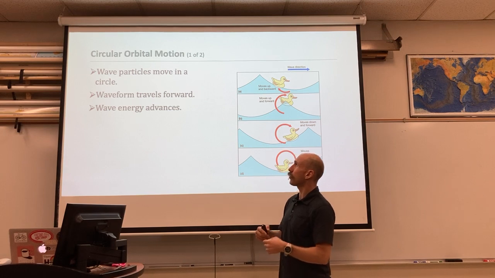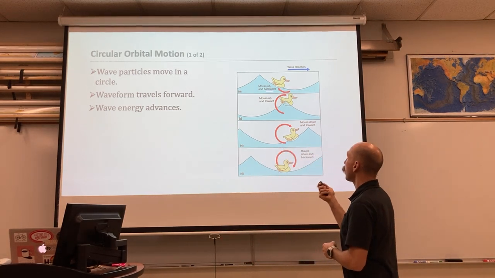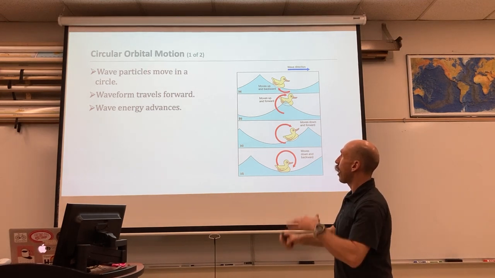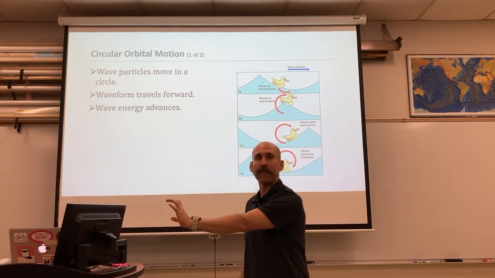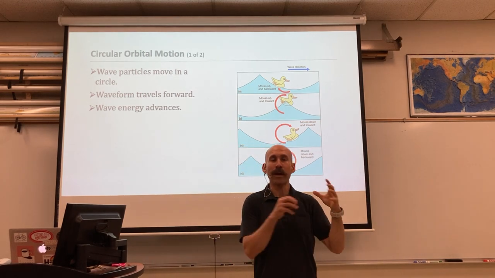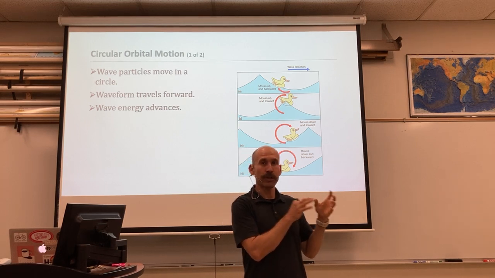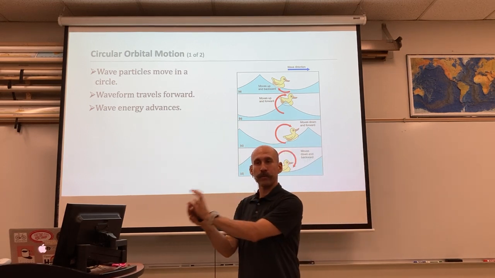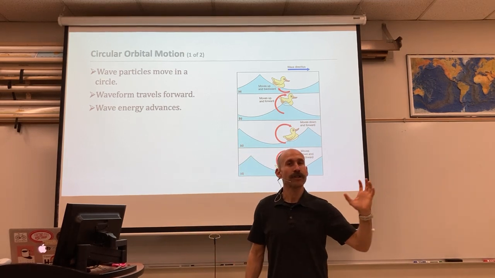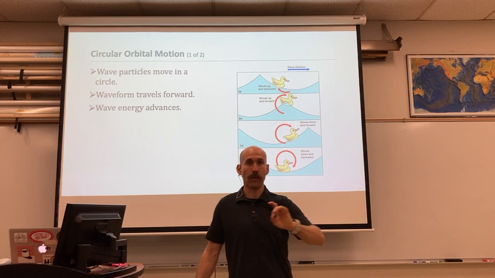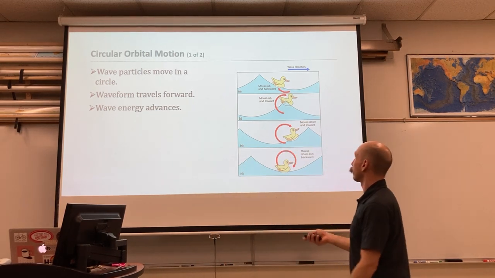This circular orbital motion is important because it's the particles in the ocean moving in a circle as the waveform travels forward and the wave energy advances. So when waves are generated out at sea by a storm, they're not pushing water from the middle of the ocean all the way up to the coastlines. No, the energy of the wave is traveling through as the particles move in a circular motion.